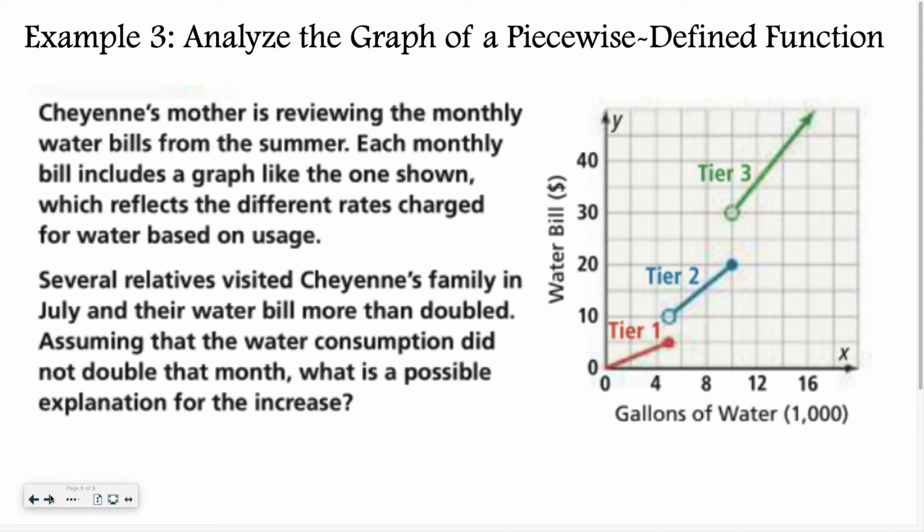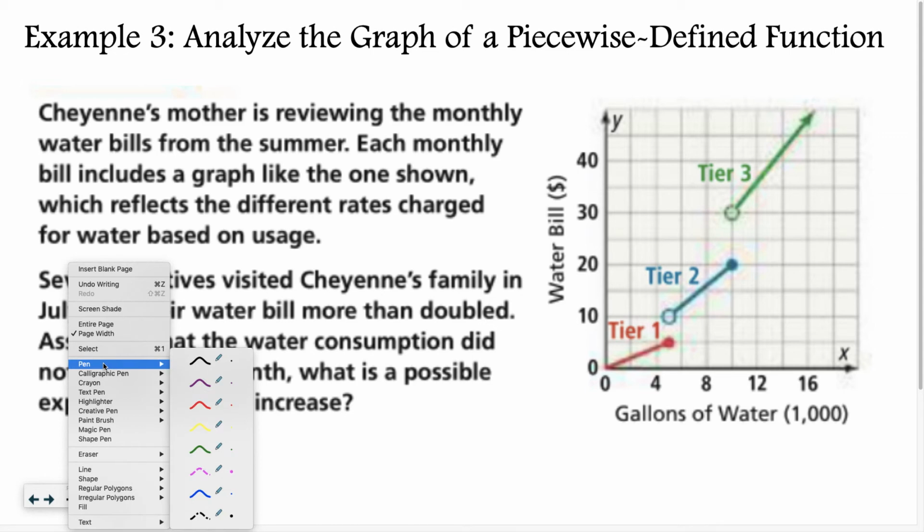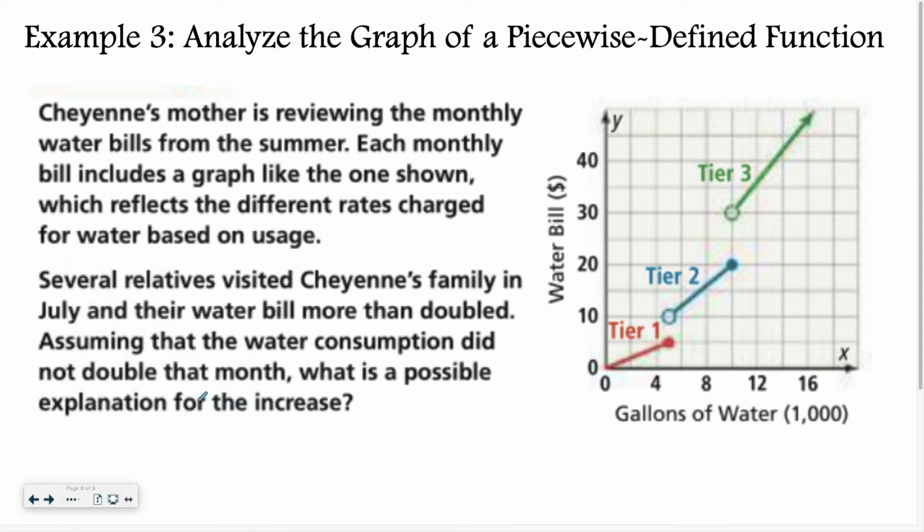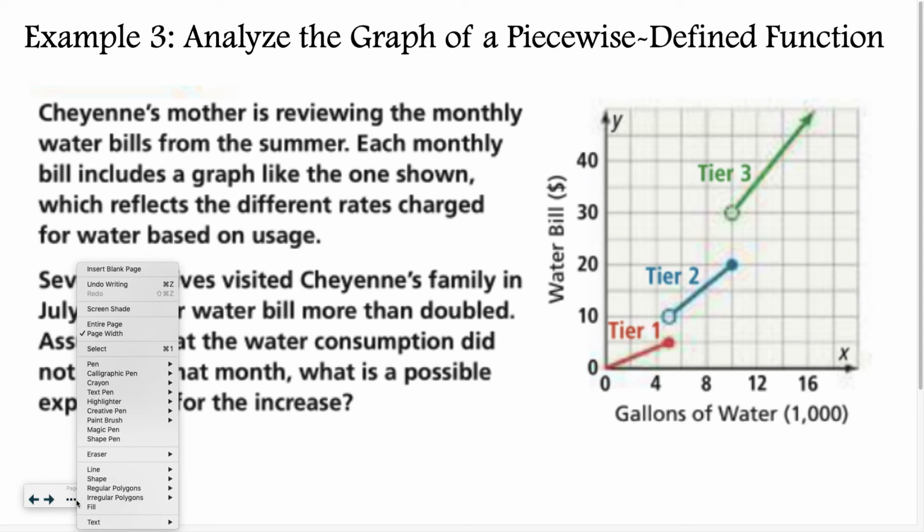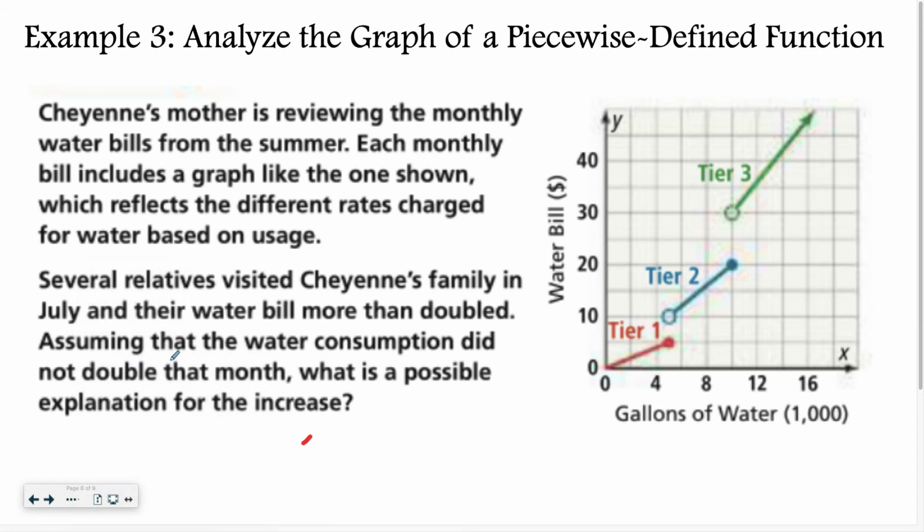We have that red section, which is called Tier 1 in the graph. Tier 1 goes from 0 gallons of water all the way up to, and it includes, 5, but these are thousands, so 5,000 gallons of water. And that would be the cost. If we used 5,000 gallons of water, we're going to pay $5.